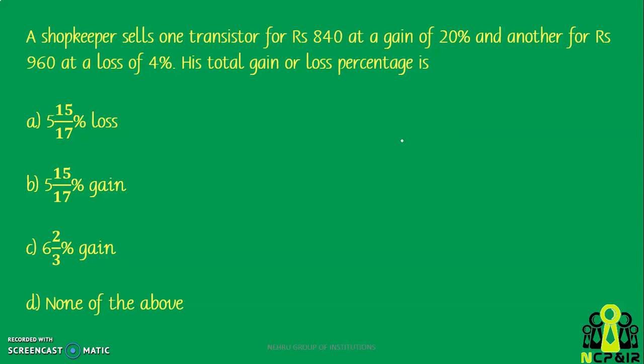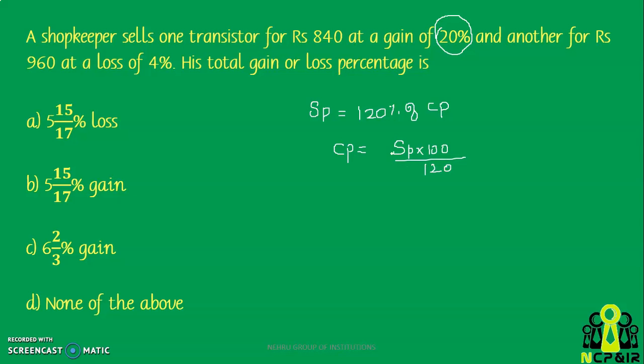So first, let us find the cost price of transistor 1 and 2. We are going to use the same approach. See here, the first one he is selling at a gain of 20%. When anything is sold at a gain of 20%, selling price will be 100 plus that value. So here it will be 120% of cost price. So in this case, cost price will be equal to selling price into 100 divided by 120.